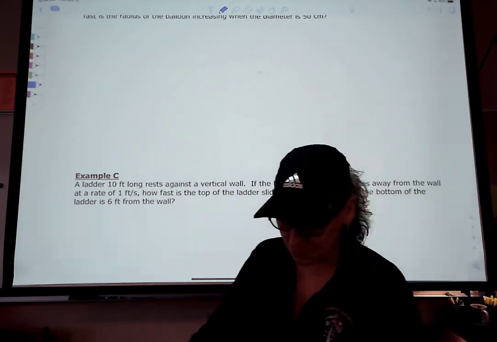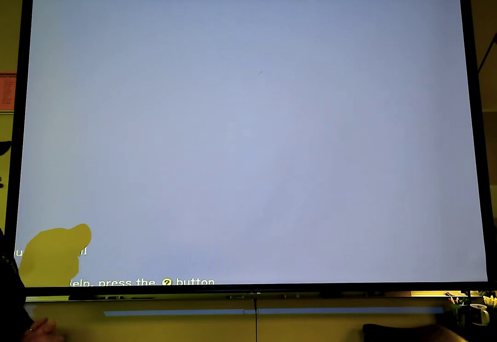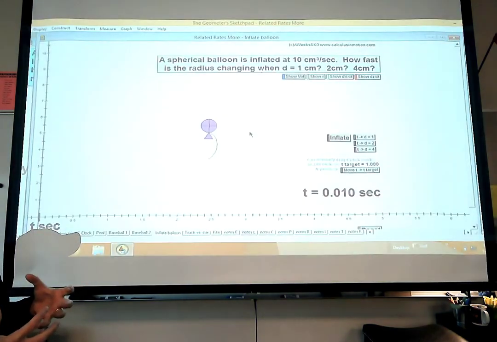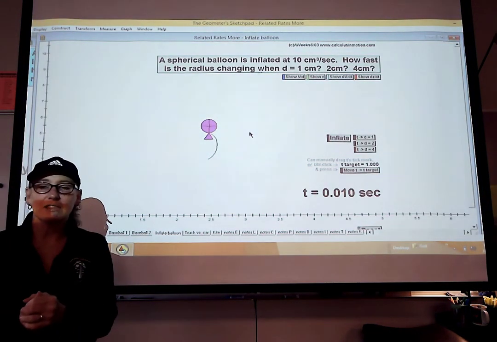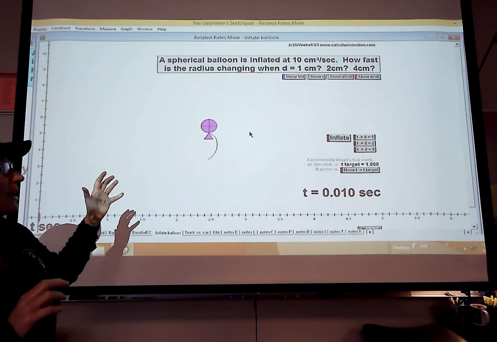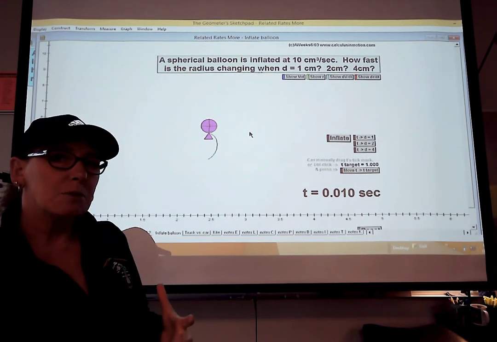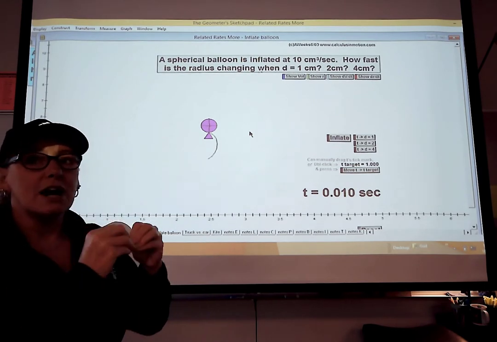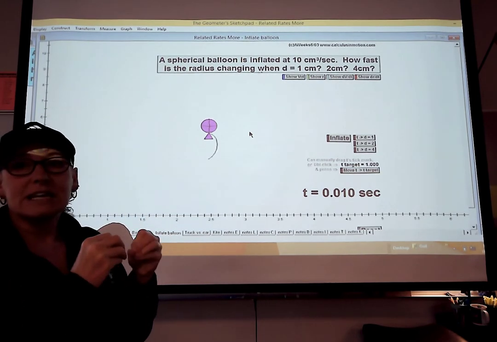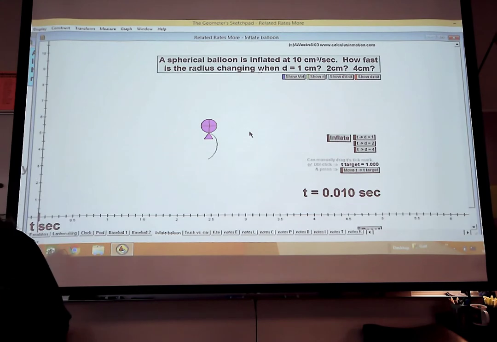I have something pulled up here. Let me switch computers. I have this really cool program that lets us watch how things are changing. So you can ignore all of the information. You can ignore all of the numbers on the paper. I just want you to watch the balloon being inflated, okay? Let's focus on that.